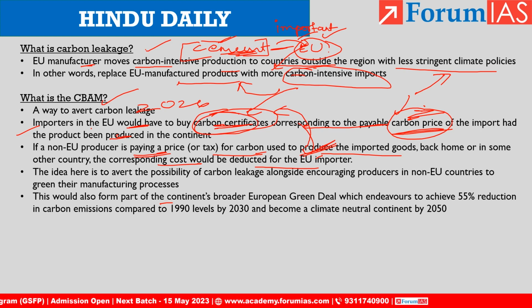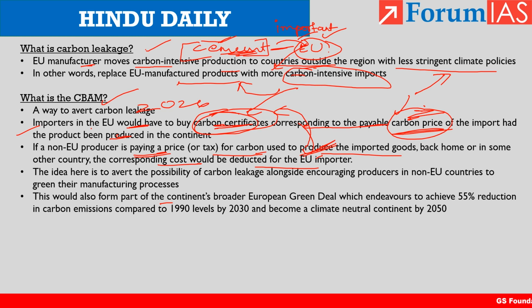Okay, so simply saying, whether you are buying some pollution causing product from EU or outside EU, you have to pay the same carbon price. Carbon price is the price you pay for polluting the environment. This is the simple explanation. Okay, so why is the EU coming up with this carbon border adjustment mechanism?